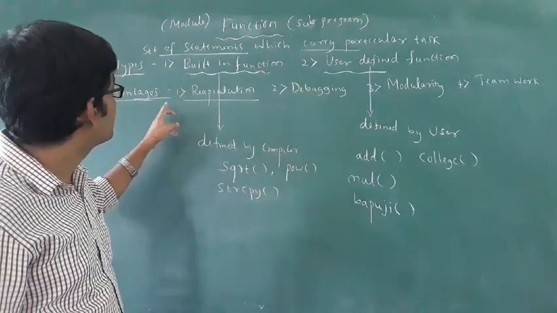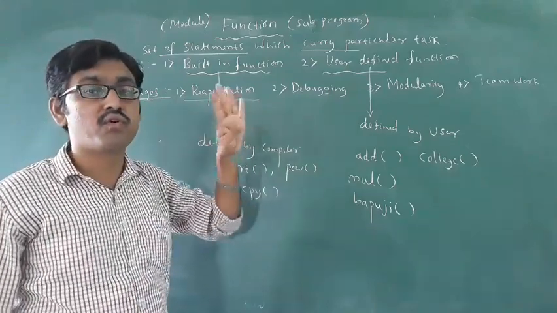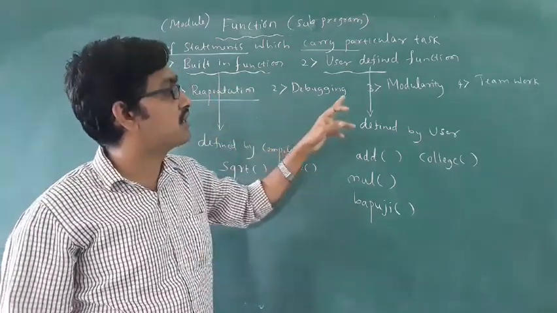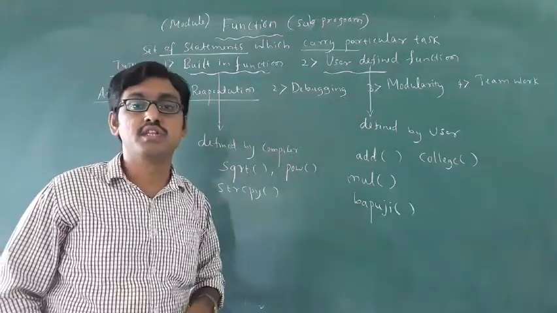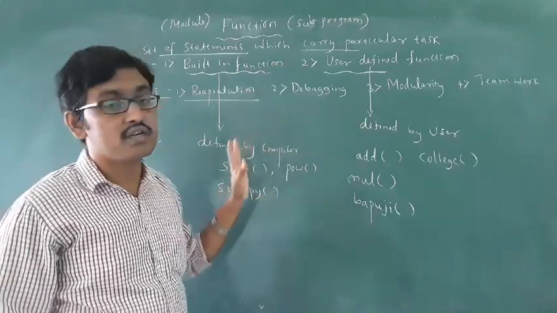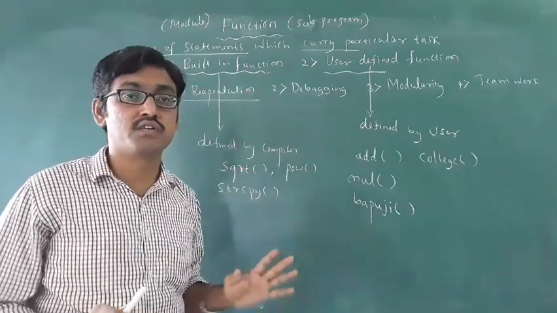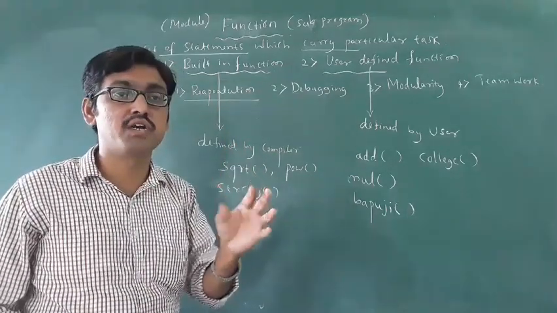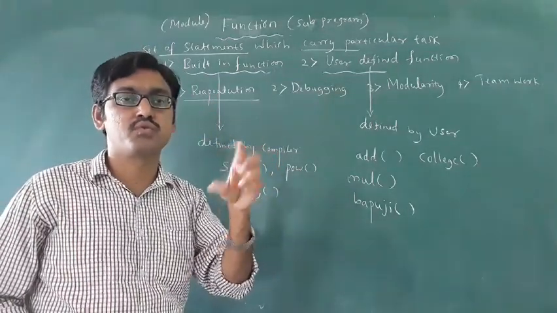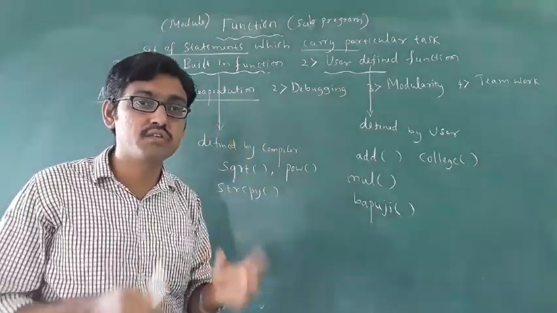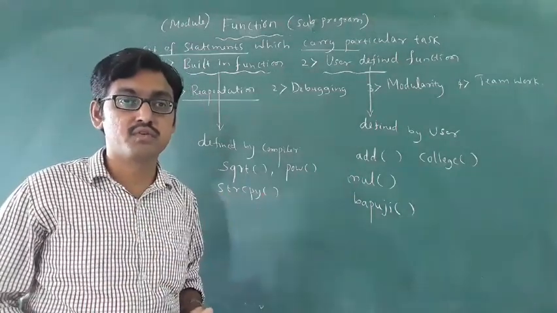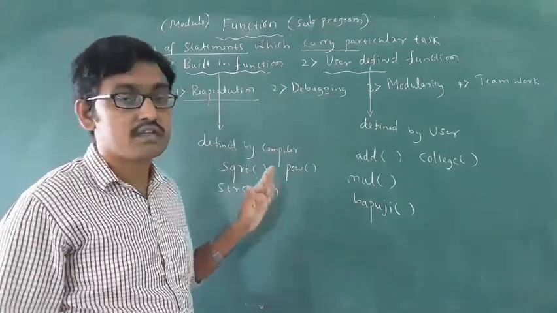Next is advantages. There are 4 advantages of functions: repetition, debugging, modularity, and teamwork. These points you have to remember. These are the basics of a function. First you have to remember these are small programs, of 2 or 3 lines. How to execute these programs, later you can discuss. Now you have to remember this much.